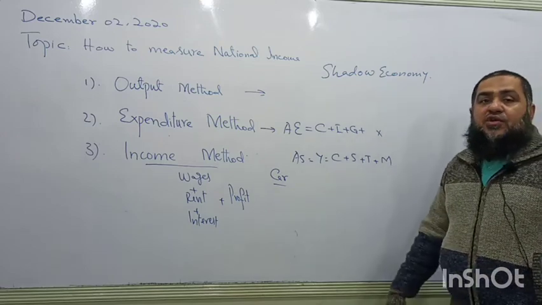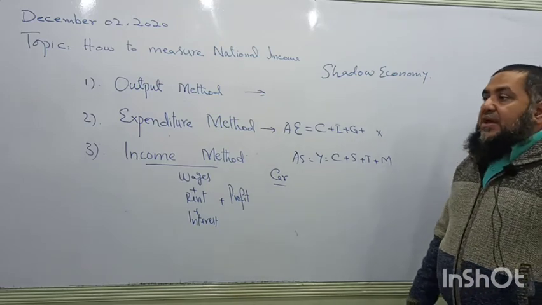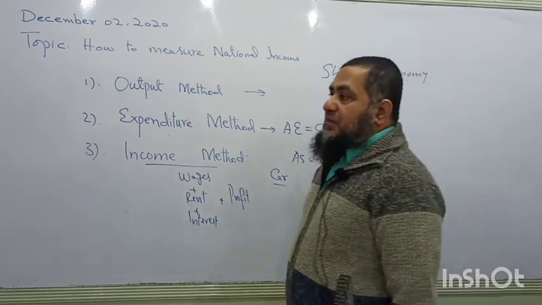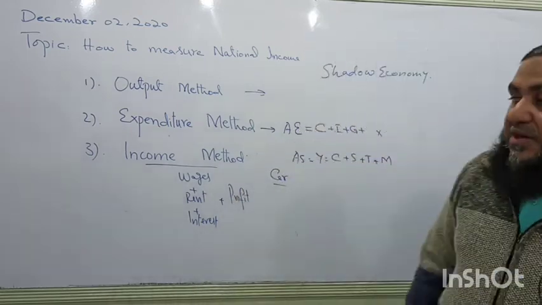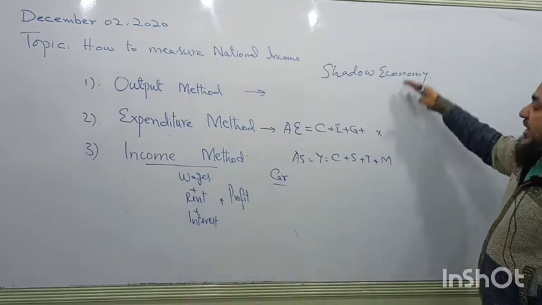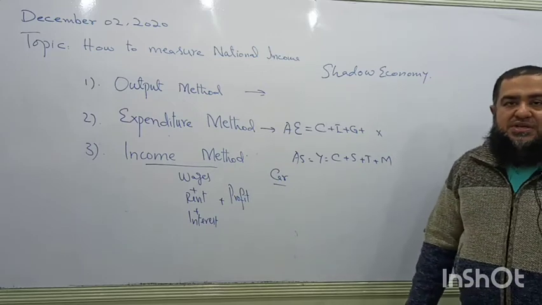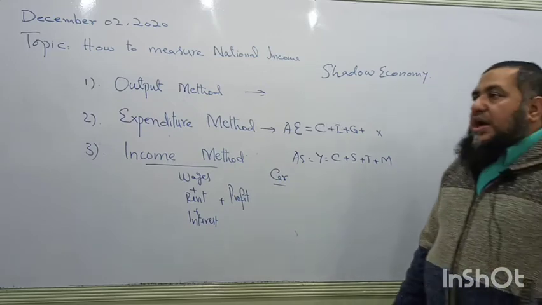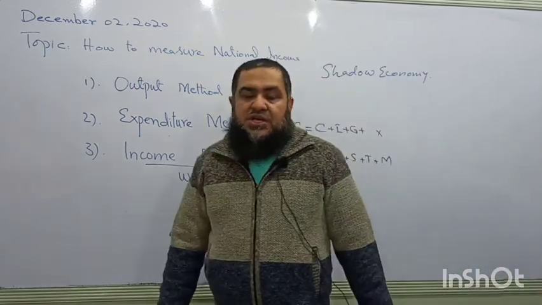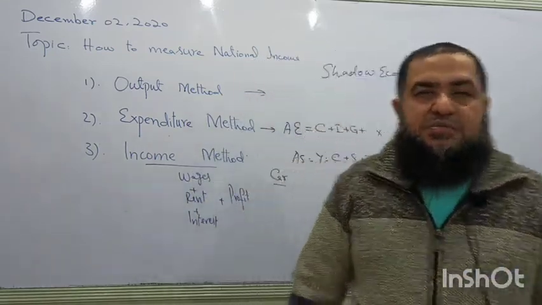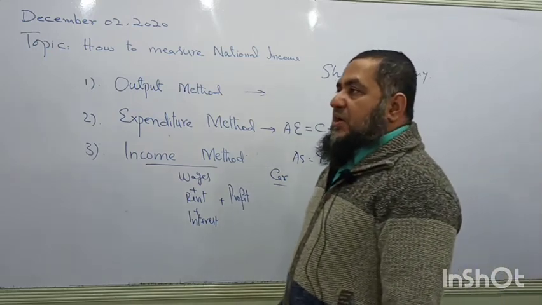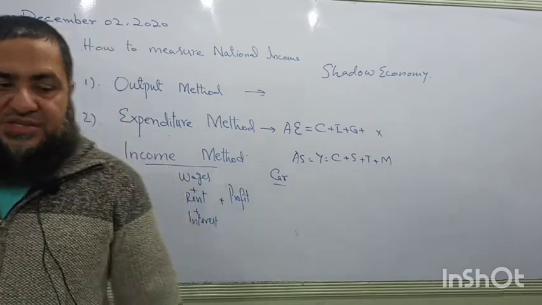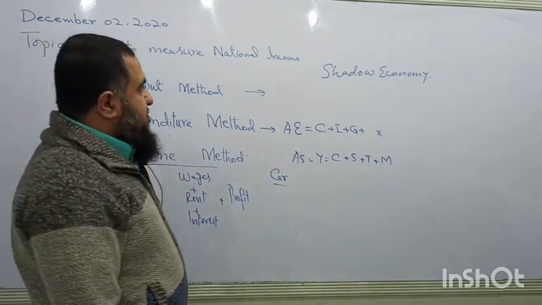If the size of the shadow economy remains constant, then whatever output method we are using, we can have a little bit of accuracy in the measurement of national income. And if the size of the shadow economy is fluctuating, then our measurements of national income can also have uncertainties and fluctuations. And then our tax targets cannot be set accordingly, and then the government needs to borrow more and more money from financial consortiums in order to bridge the gap between its expenditures and the tax revenues.